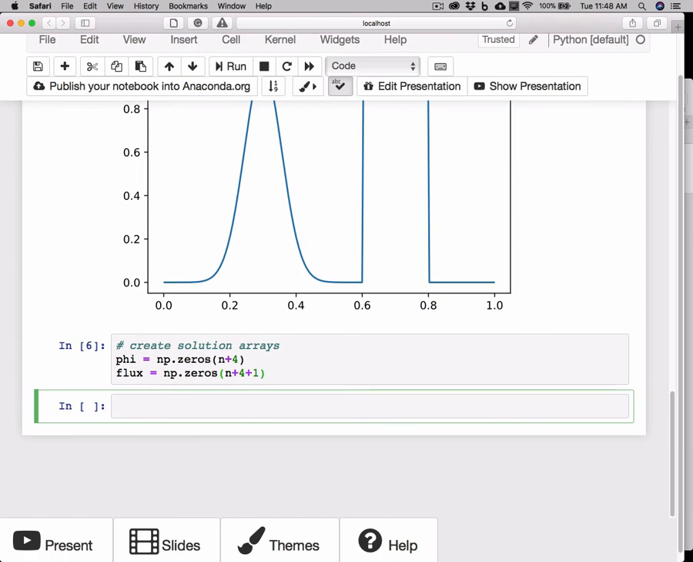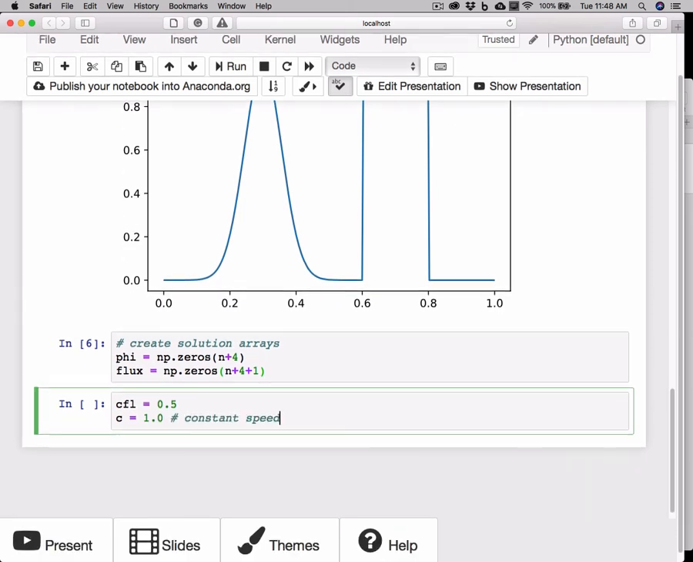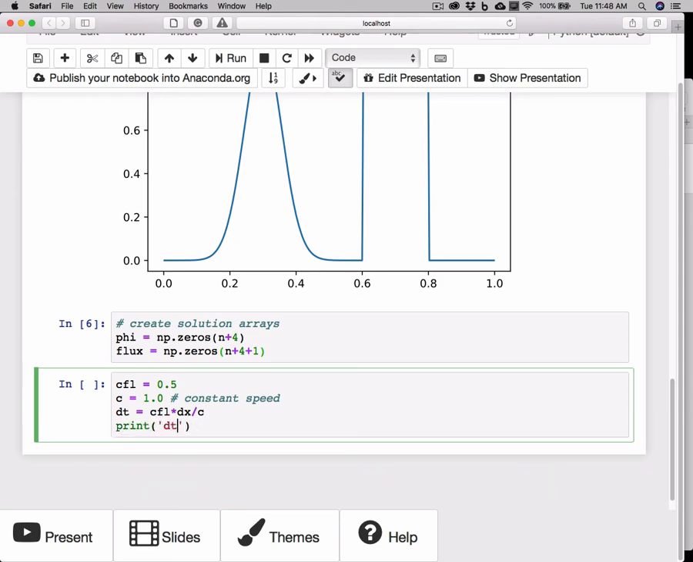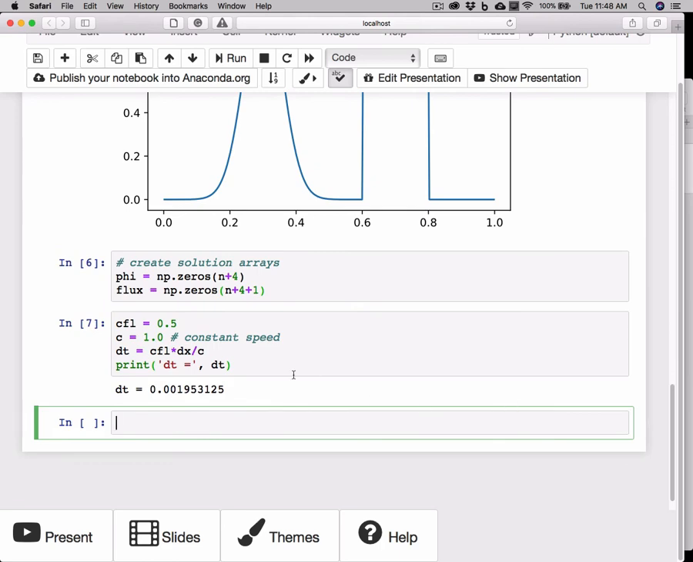So now let's define. I want to move at a CFL of 0.5. So I want to move half a step. For each time step, I want to move half a delta x. I'm going to assume my speed is 1.0, constant speed. And dt is CFL times dx over c, right? So print dt is equal to dt. I don't need dx. It's going to give us this time step size.